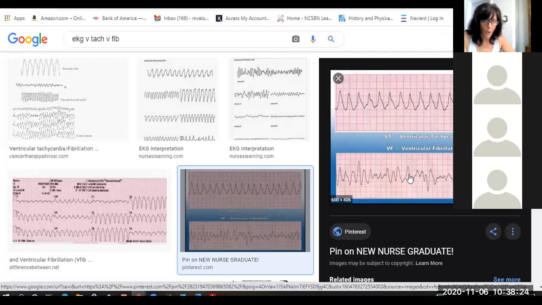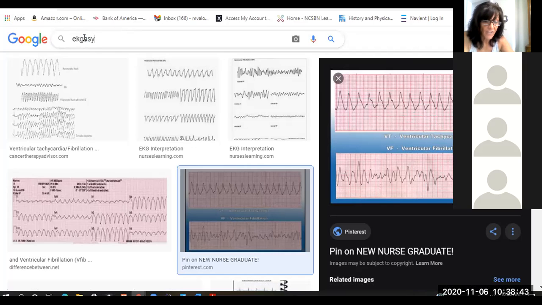So just know these two are pulseless and they need to be shocked. There's not a medication I'm going to give you right here that's going to fix this. And if the shocking doesn't work, guess what comes next? Asystole. So when you watch Grey's Anatomy, understand that it's not true to life.